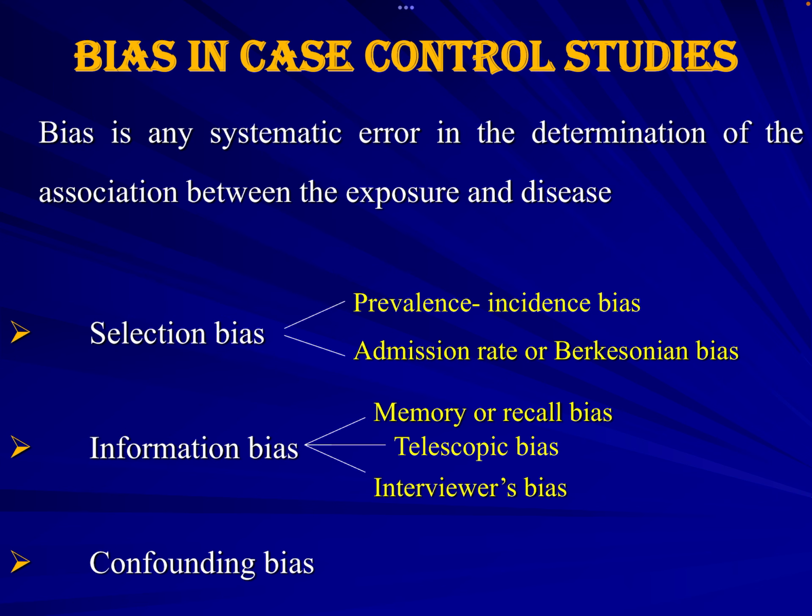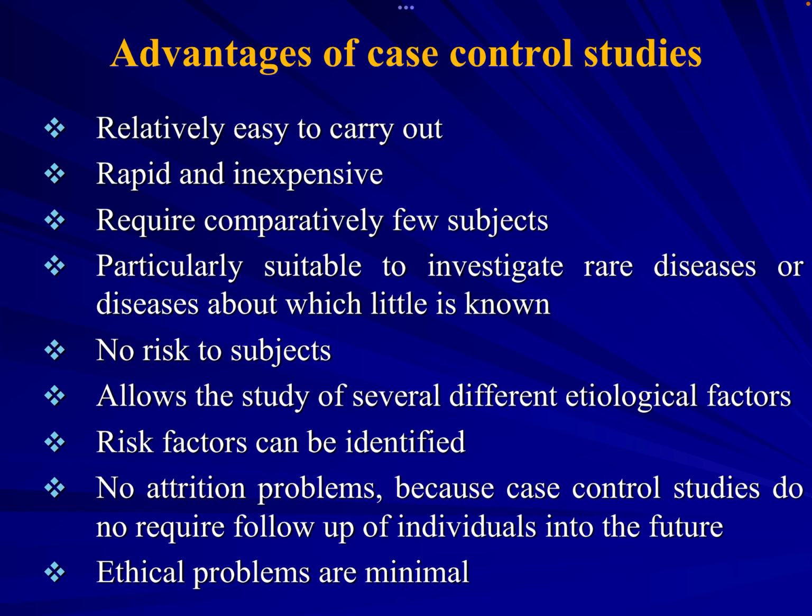Next, coming to the various types of bias in case control studies. Bias is any systematic error in the determination of the association between exposure and disease. Basically, there are three types of bias in case control study: selection bias, information bias, and confounding bias. Selection bias can be of two types: prevalence incidence bias or admission rate or Berksonian bias. And information bias can be of three types: memory or recall bias, telescopic bias, and interviewer's bias.